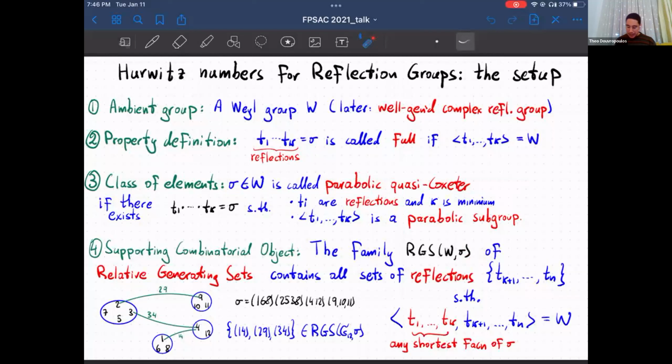Now, keep in mind, you can always add a bunch of reflections and generate the whole group, but I'm imposing a condition that has to do with length. I'm saying that I'm allowed to add only n minus the reflection length of the element. So some elements do not have relative generating sets. And it turns out that it is exactly the parabolic Pascal-Coxeter elements that do have relative generating sets. All right? Just keep in mind for a bit that there is this nice compatibility between our class of functions and this new object, these relative trees that are relative generating sets.